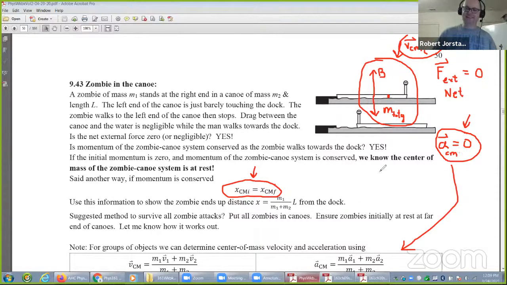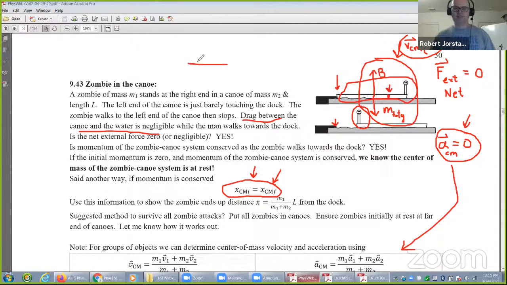So this is a very weird kind of buildup, but the idea is we can say, look, I know the center of mass of this thing initially is located right here. If the zombie walks to the other end, I know that the center of mass cannot move. I'm ignoring any drag between the canoe and the water. Drag between the canoe and the water is negligible, and this is pretty much true. So if you ever put a boat right up at one edge of a dock and you try to walk from one end to the other and manage to not fall in, by the time you get to the other end of the boat, you won't be at the dock. Why?